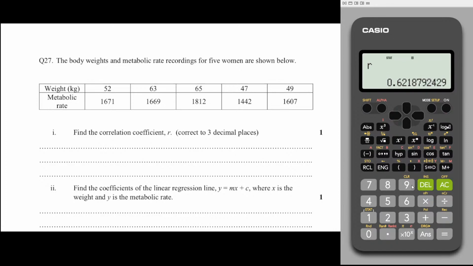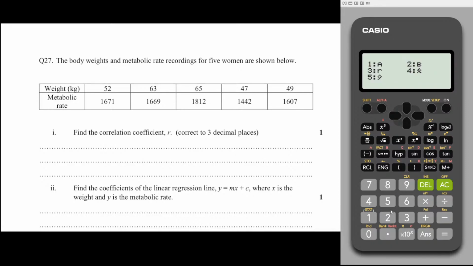So if we hit 3, it's going to give us the correlation coefficient, which for some reason is wrong in the answers that I've got. That is very odd. I'm going to double check and see if I've put the scores in correctly, because if I haven't, then that would be very silly of me. 52, 1671, 63, 1669, 65, 1812, 47, 14, oh, there you go. Always helps to make sure that you've actually inserted your data correctly, because if you haven't, then we might get some mistakes. So let's try this again.